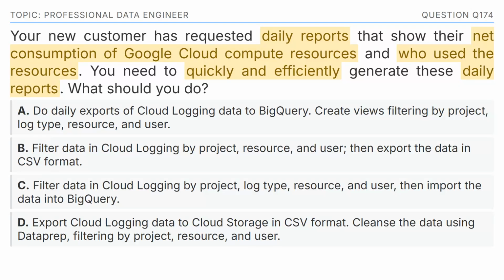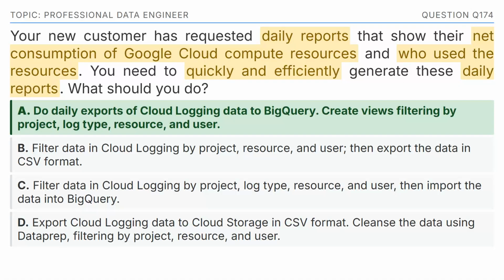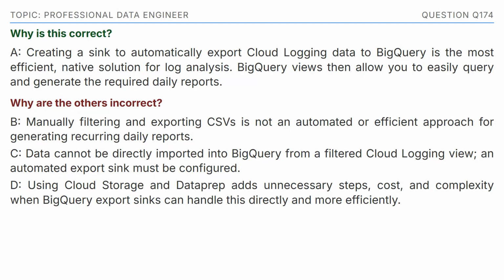To arrive at the correct answer, we focus on the keywords: daily reports, net consumption of Google Cloud Compute resources, who used the resources, quickly and efficiently. The correct answer is option A, do daily exports of Cloud Logging data to BigQuery. Create views filtering by project, log type, resource, and user. Why is this correct? A.